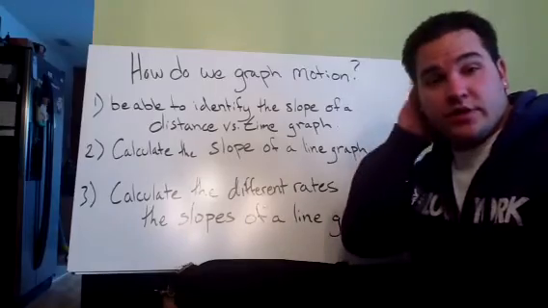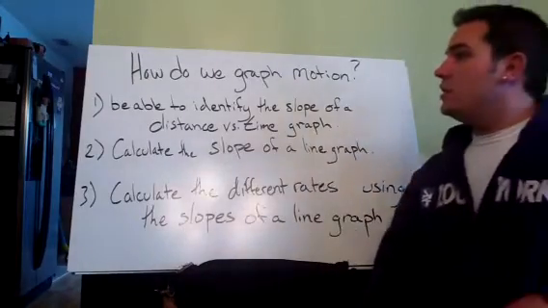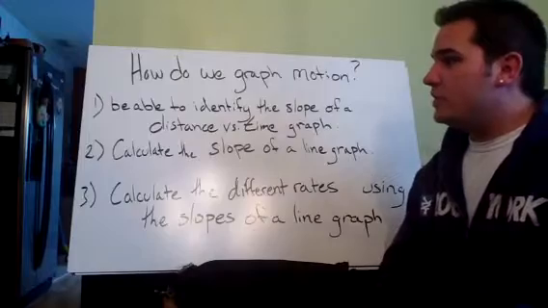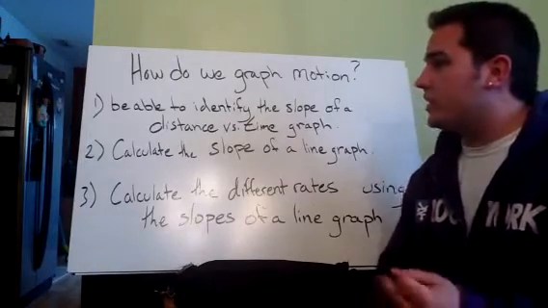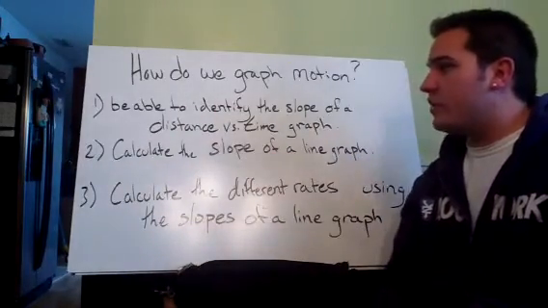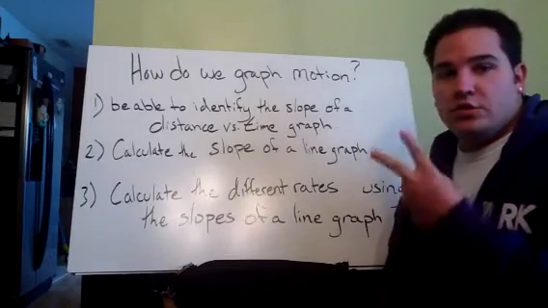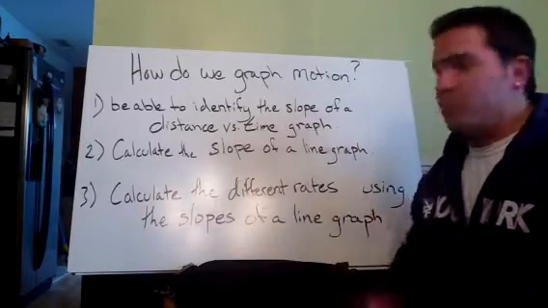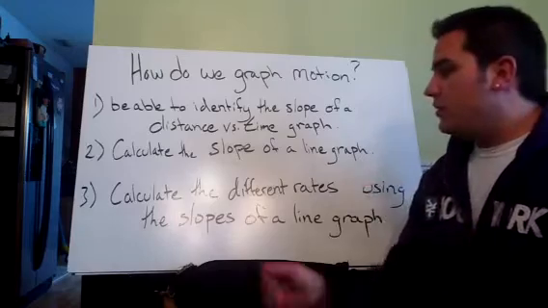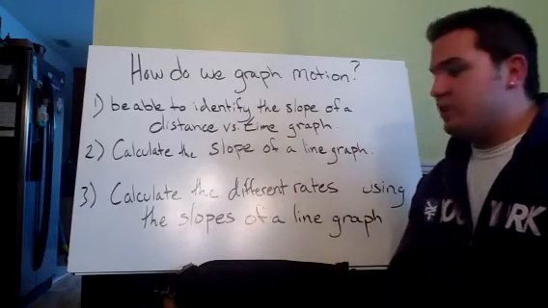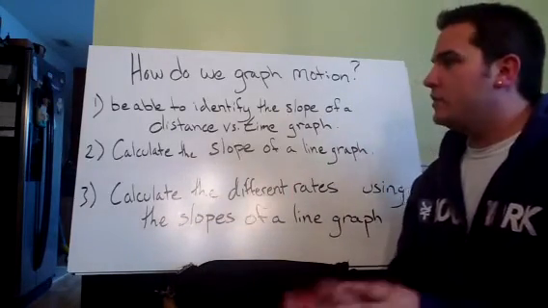Alright, so this is a continuation of our speed unit. Today we're going to look at how we graph motion. Through this we're going to learn three things. One, we'll be able to identify the slope of a distance versus time graph. Two, we'll be able to calculate the slope of a line graph. And three, we'll be able to calculate the different rates using the slopes of a line graph.